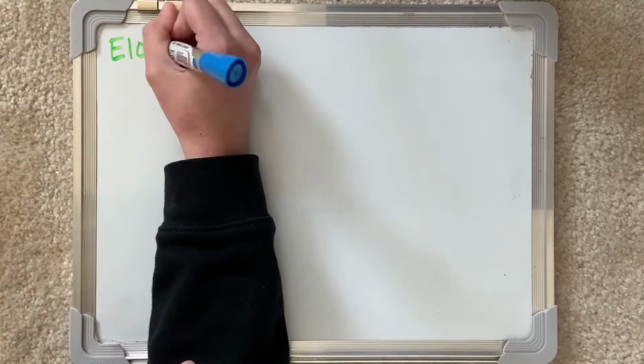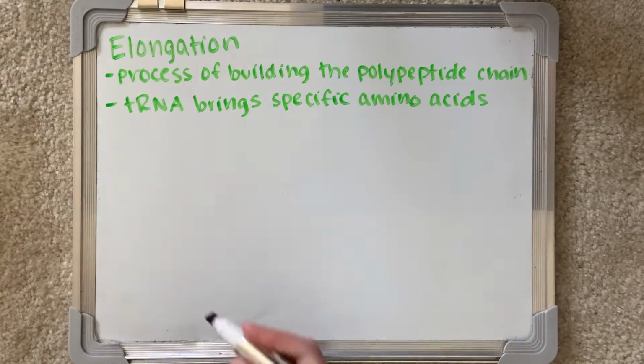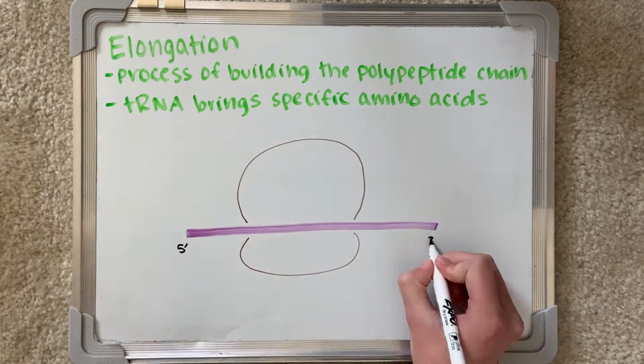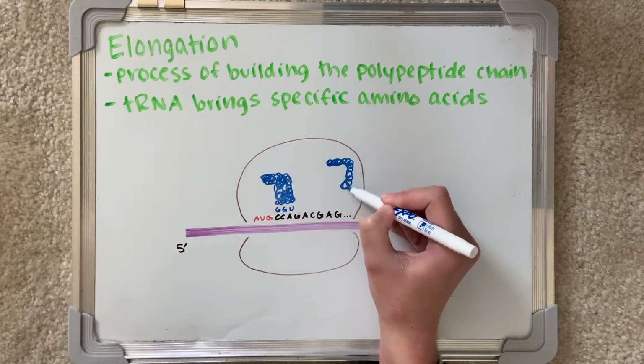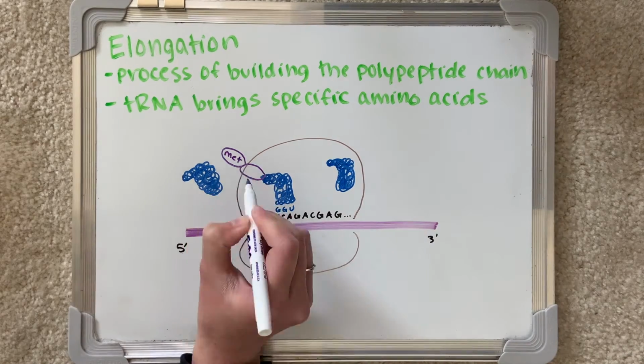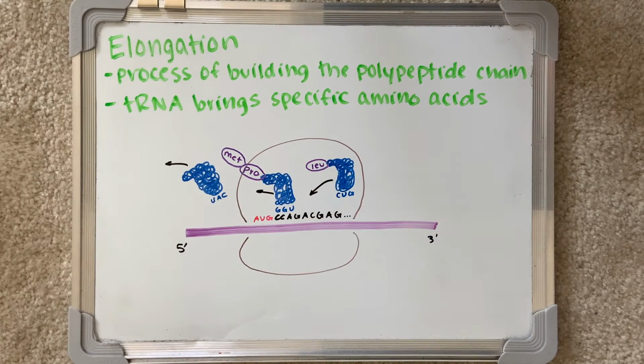During elongation, the polypeptide chain is built. The ribosome moves along the mRNA in the 5' to 3' direction, reading the nucleotides 3 at a time. A charged tRNA will enter the ribosome and a peptide bond will form between the growing polypeptide chain and the new amino acid. tRNA molecules enter, shift, and exit the ribosome continuously until a polypeptide chain is fully formed.